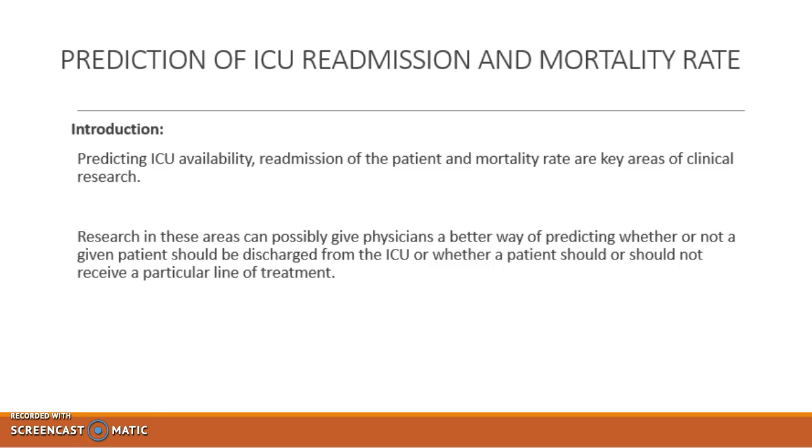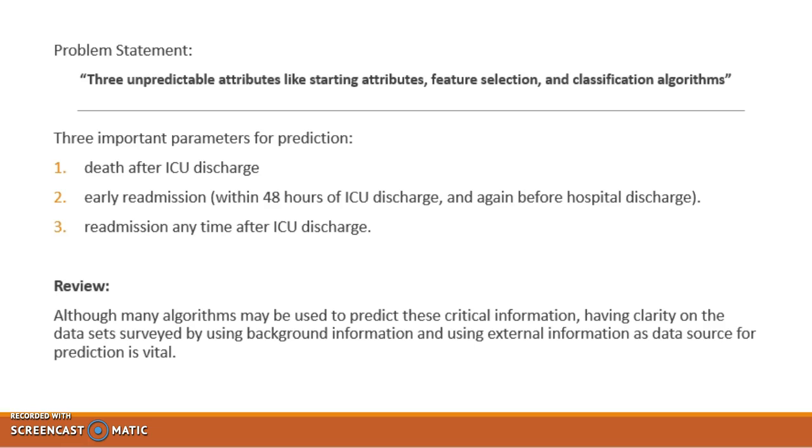Researching in these areas can possibly give physician a better way of predicting whether or not a given patient should be discharged from the ICU or whether a patient should or should not receive a particular line of treatment. 3 unpredictable attributes like starting attributes, feature selection, and classification algorithm are used to predict the ICU readmission. 3 important parameters for prediction are death after ICU discharge, early readmission, and readmission anytime after ICU discharge.